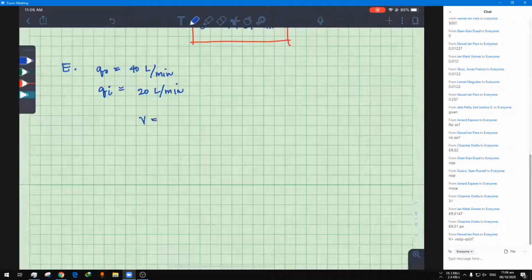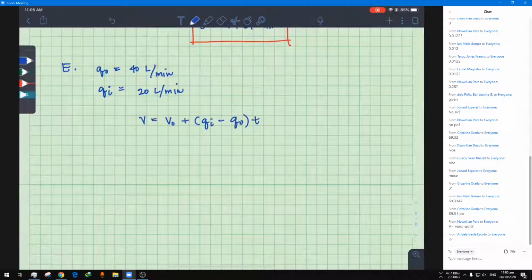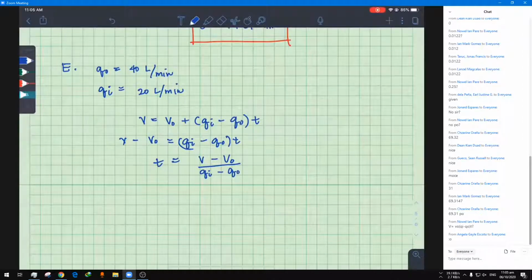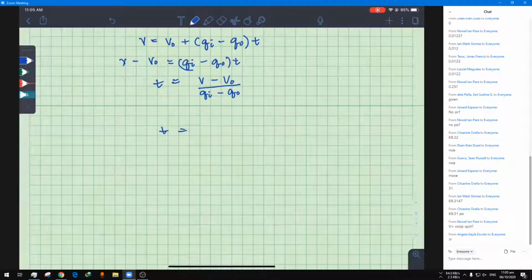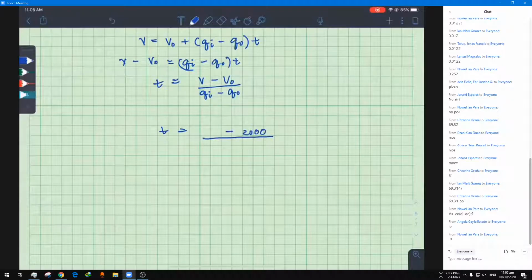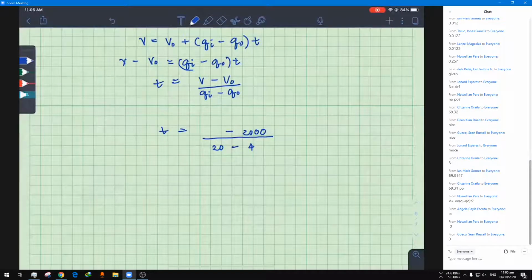So yung V is equal to initial volume plus Q in minus Q out times t. So V minus initial volume equals Q in minus Q out times t. So therefore, t is equal to V minus initial volume, over Q in minus Q out. What is V? Kasi ang initial volume natin is 2,000, di ba? Because Q in is 20, Q out is 40.